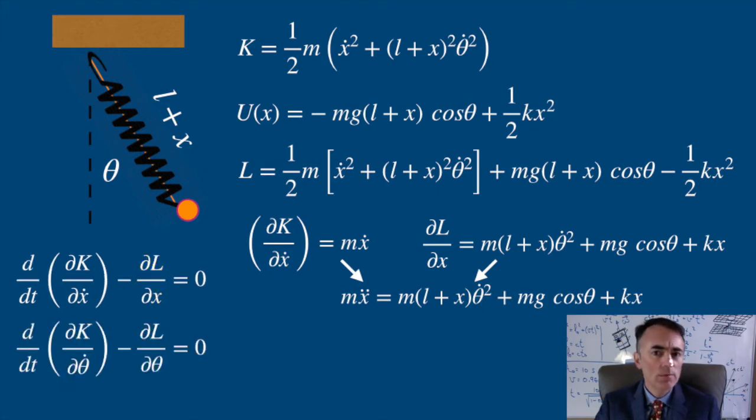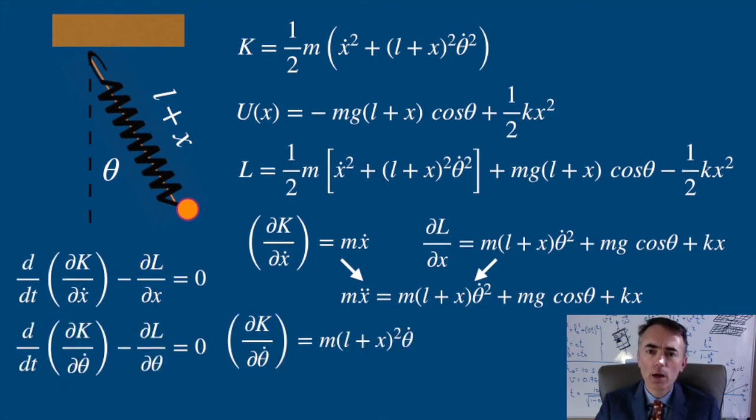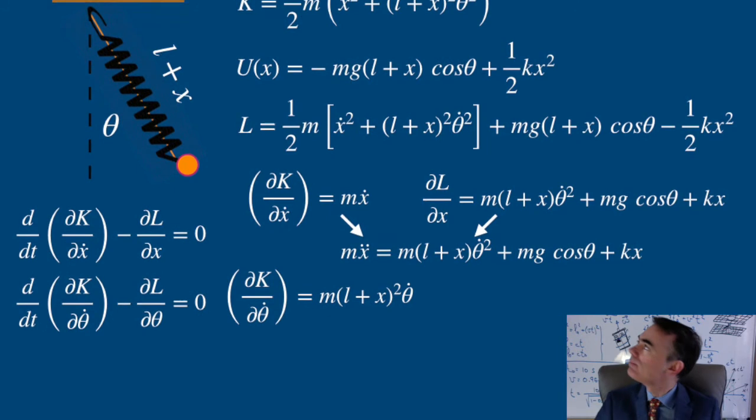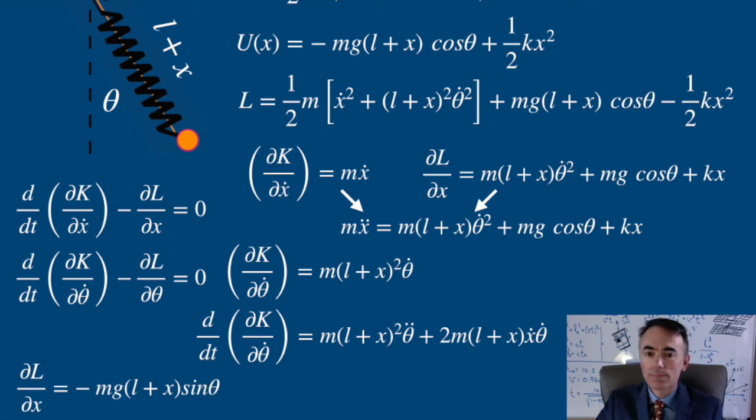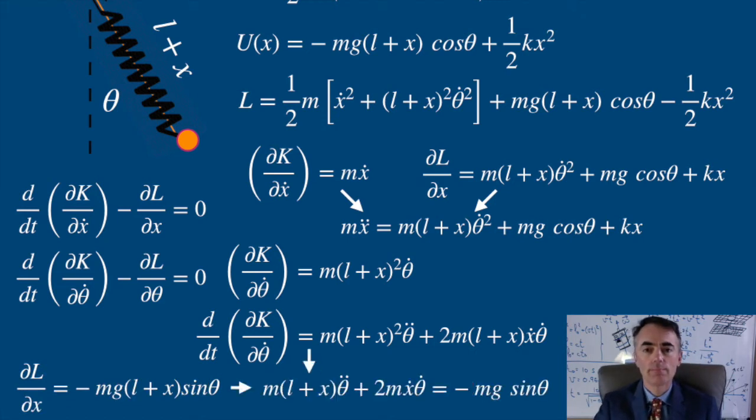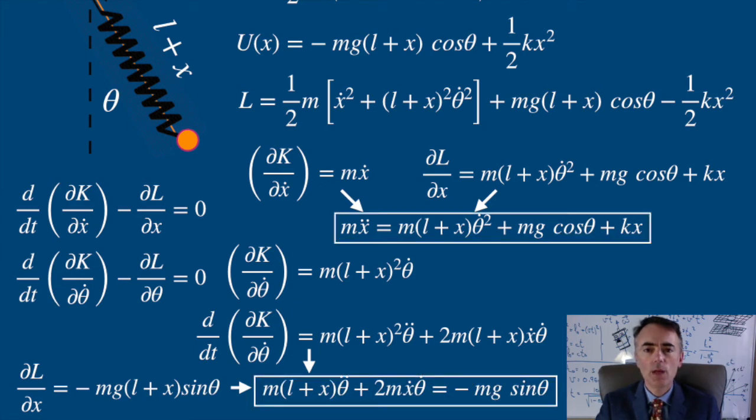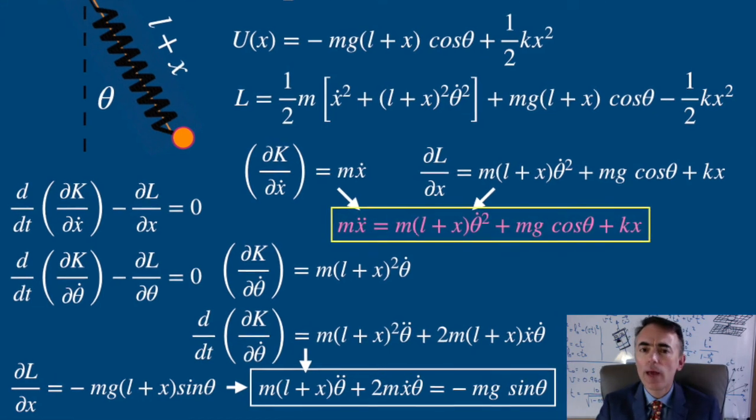And let's now apply it to theta and theta dot. So we have these two different differential equations for the system. Well, the first one is F equals ma.